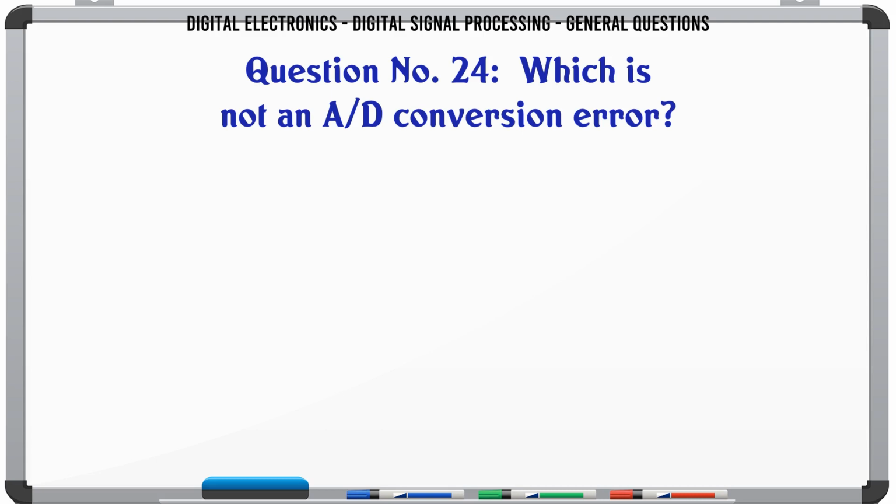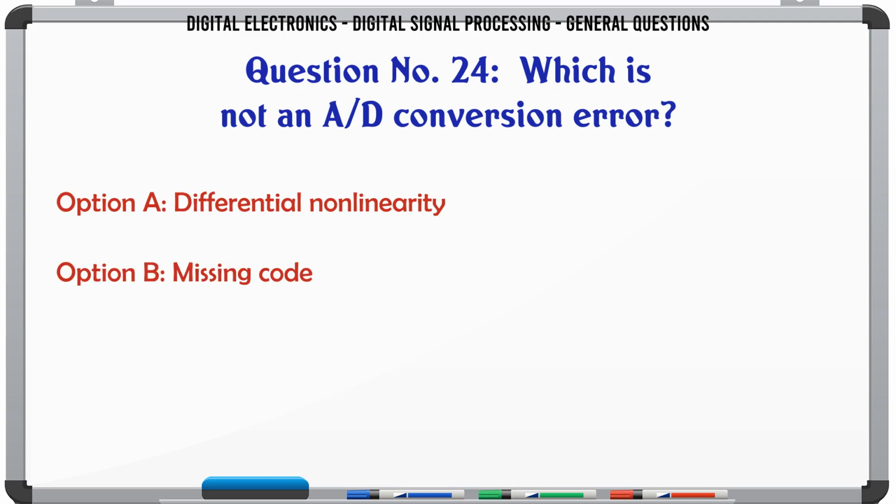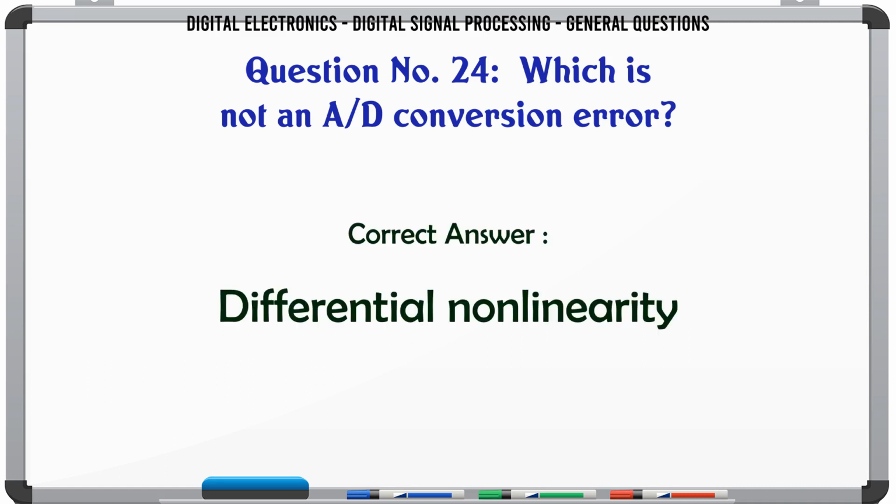Which is not an AD conversion error? A. Differential nonlinearity. B. Missing code. C. Incorrect code. D. Offset. The correct answer is differential nonlinearity.